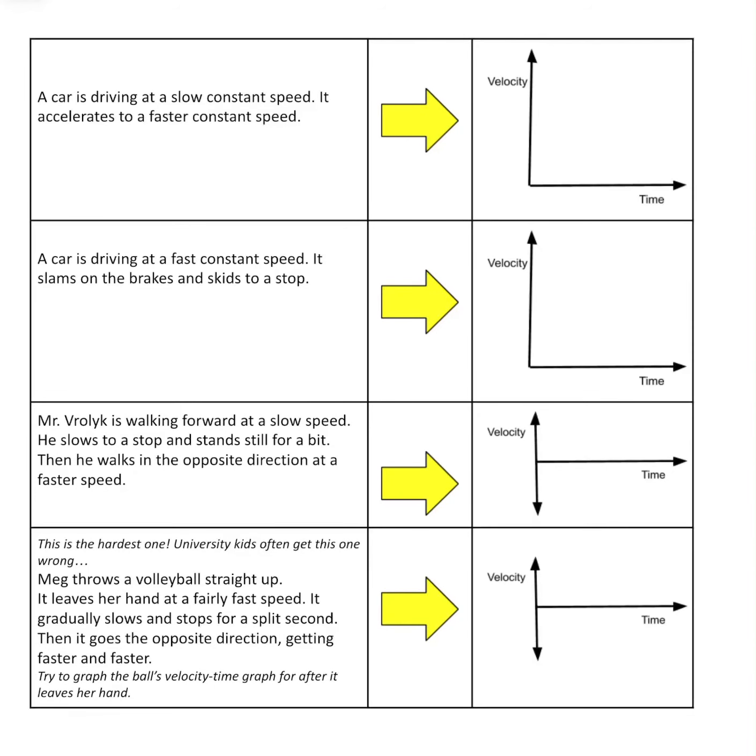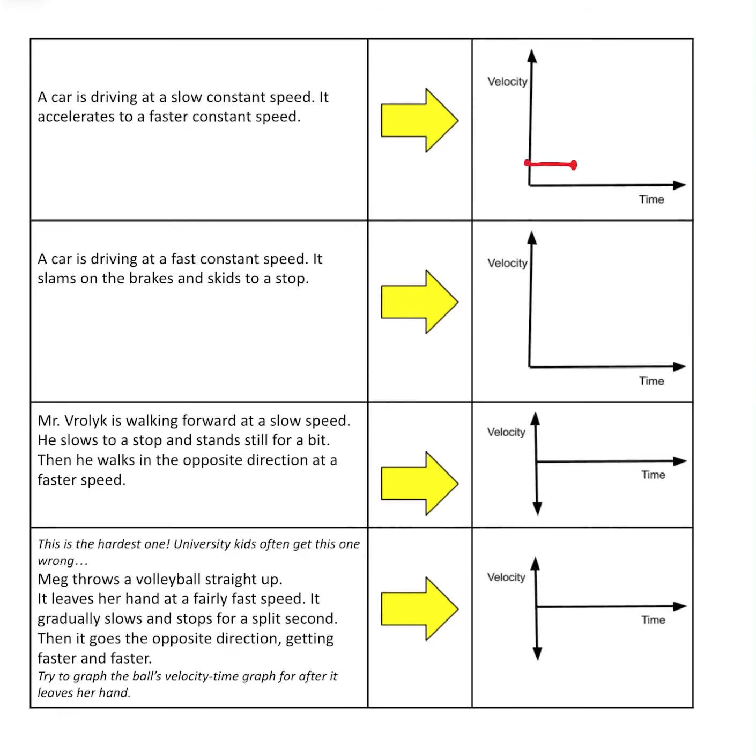Okay, bumping it up a little bit, adding acceleration or changes of velocity to our VT graphs. This first one says a car is driving at a slow constant speed. We talked about that already. Constant speed means horizontal lines. Because it's slow, it means it's going to be close to the time axis. So there's our car driving at a slow constant speed.